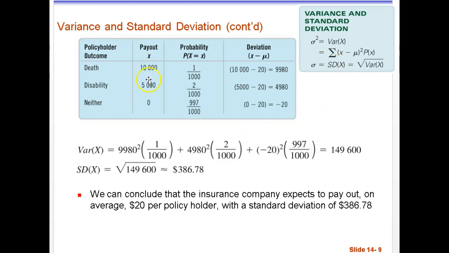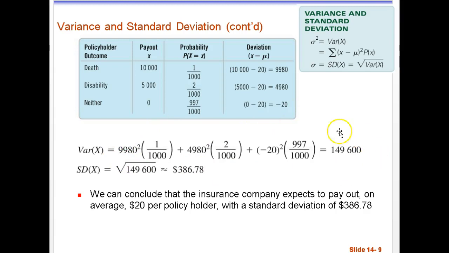We have our three values of x. Here's our payout. These are the only possible values of x. We have their associated probabilities. The formula says take the value of x minus the mean. So here we have 10,000 minus 20. We found a few slides back that the expected value, or mean value, for the payout was equal to $20. So we take each value of x, subtract from the expected value, and here are the differences.